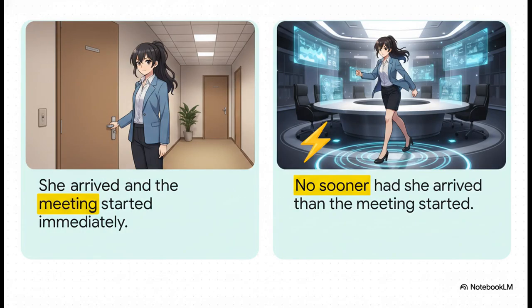Let's hear this in action. Casually, you just say, she arrived and the meeting started immediately. Gets the facts across. But dynamically, listen to this. No sooner had she arrived than the meeting started. By using this time shift trigger and inverting the subject and auxiliary verb, we stylistically show one event just instantly snapping into action the absolute second the previous one ends.